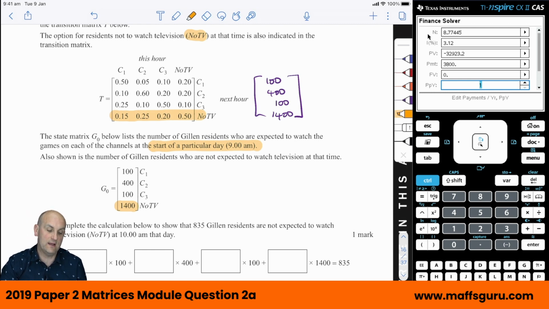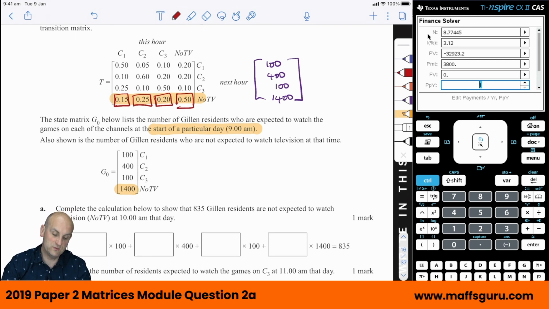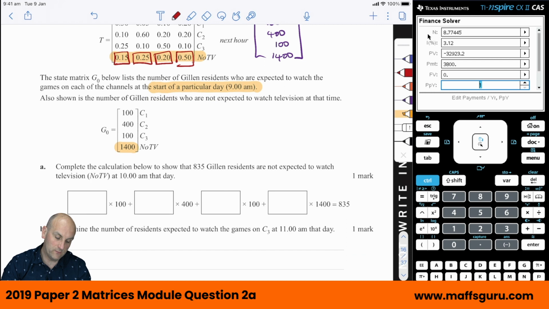So just to break it down one more time, in this hour, the people who go from C1 to no TV is that, from C2 to no TV is that, from C3 to no TV is that, and from no TV to no TV is that. So what we'd be doing is multiplying that row by the column of the values we've been given. So that would be 0.15, 0.25, 0.2, and 0.5. When you bang that into your calculator, you get 835.